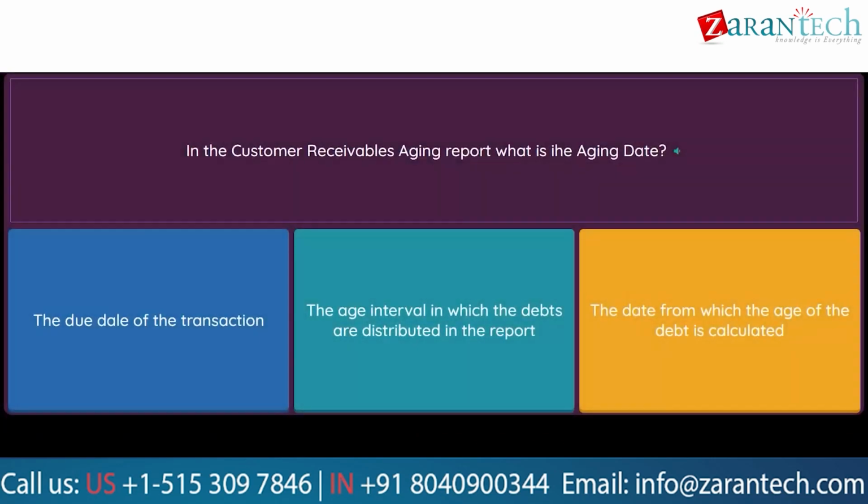Question: in the customer receivables aging report, what is the aging date? Option 1, the due date of the transaction. Option 2, the age interval in which the debts are distributed in the report. Option 3, the date from which the age of the debt is calculated.